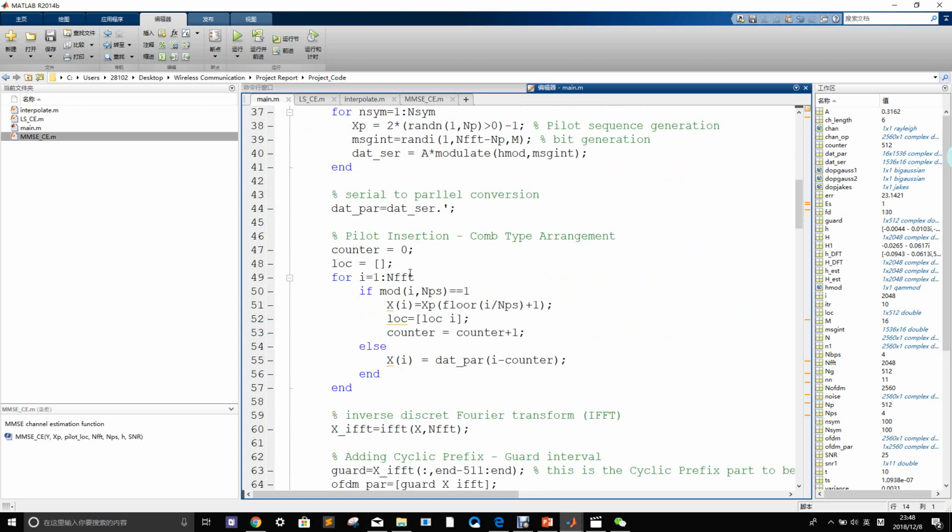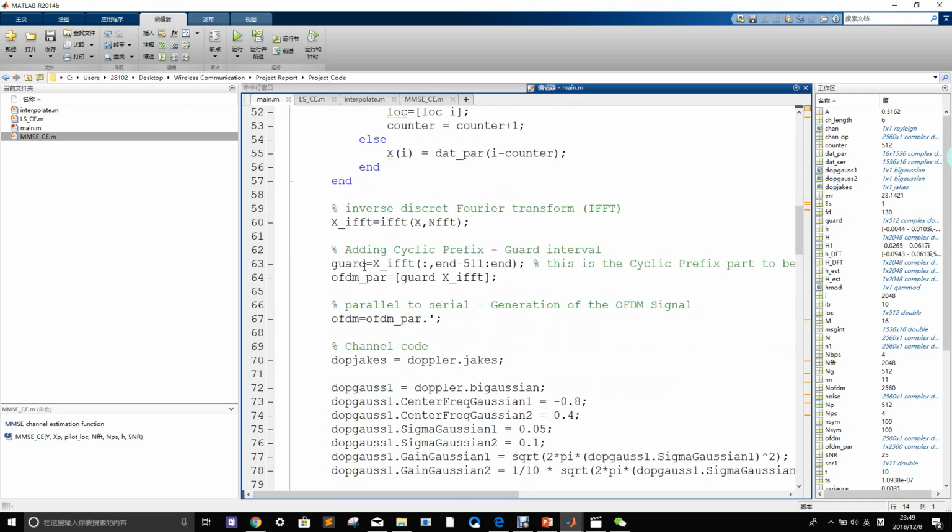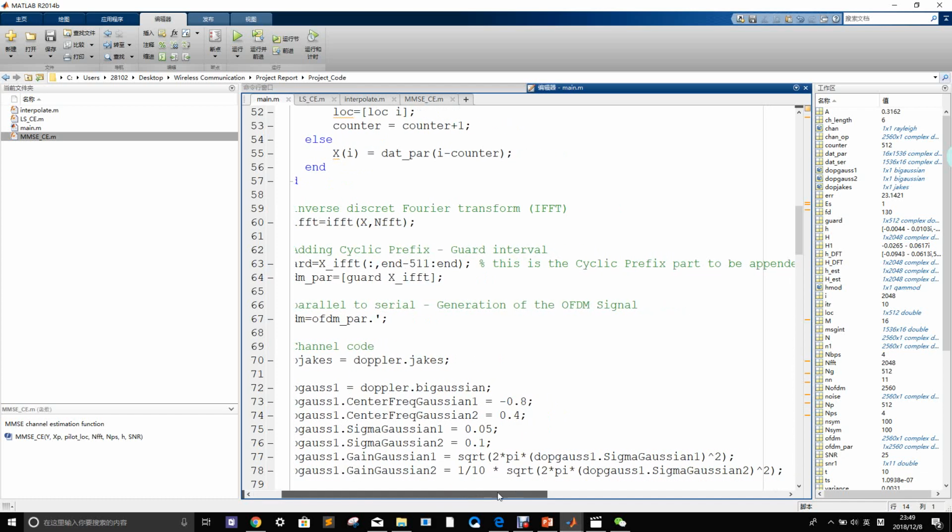First I set the counter equals 0 and the array equals null. Then I use a for loop to combine the pilot arrangement. Here I use IFT, which means the inverse discrete Fourier transform, and then I add the cyclic prefix. This equation is the cyclic prefix part to be appended.